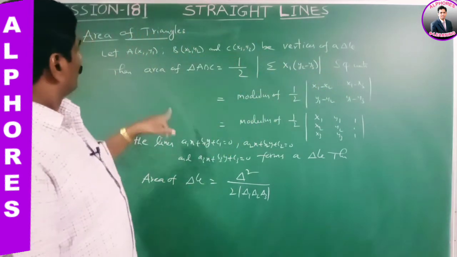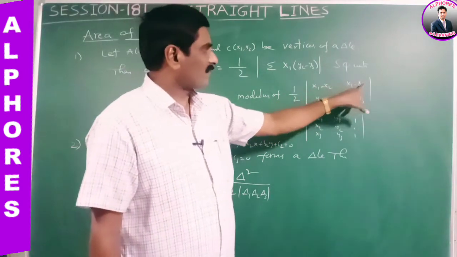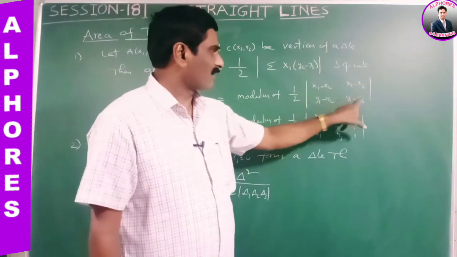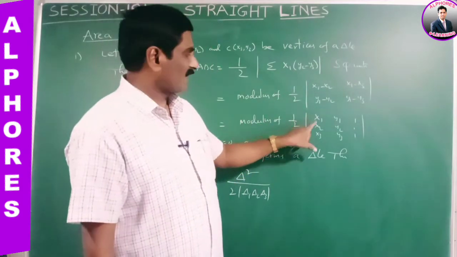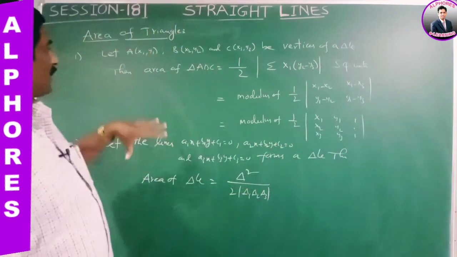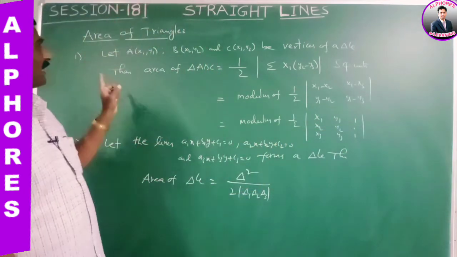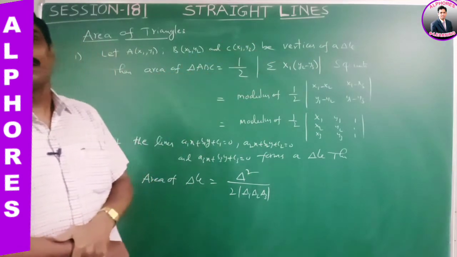Okay. Next, modulus of half into determinant of x1 minus x2, x1 minus x3, y1 minus y2, y1 minus y3. Next, modulus of half into determinant of x1, x2, x3, y1, y2, y3, 1, 1, 1. If the vertices of a triangle are given, then the area of the triangle is found by using this formula, this or this.